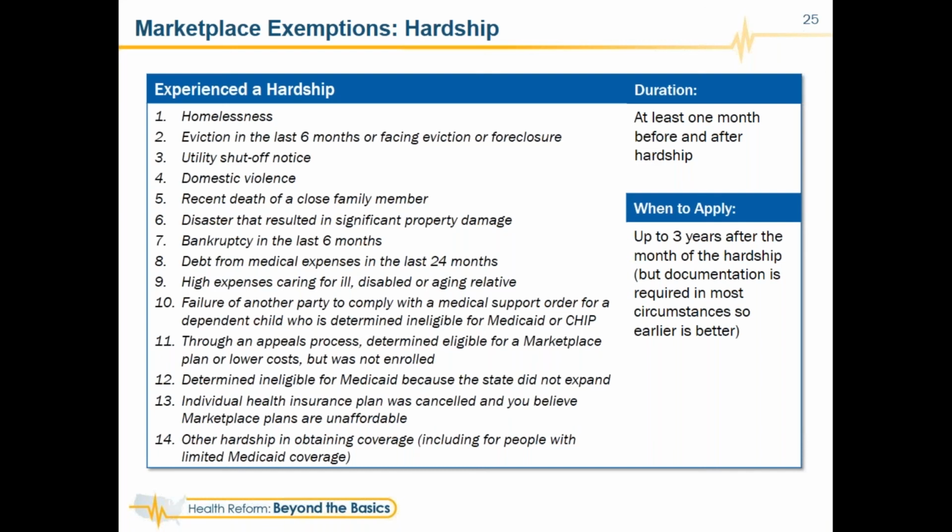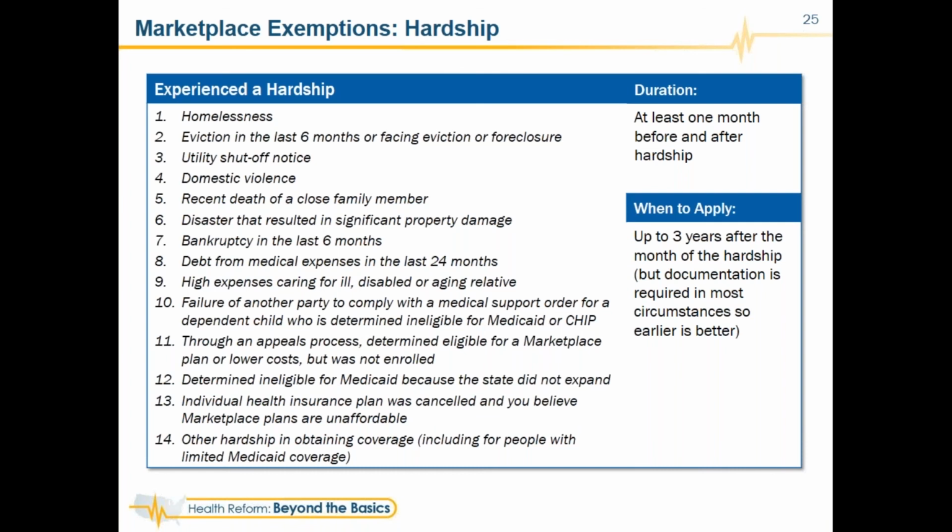If someone complains that they've had to pay the penalty in the past and it really hurt because they had all of these other circumstances going on, well, maybe there should have been a hardship there, in which case they could apply for a hardship that happened in the past and potentially refile their tax return to get that penalty back.